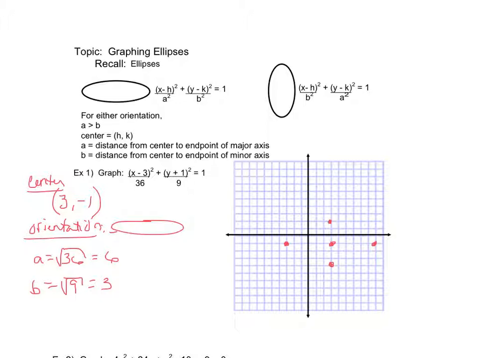Then I'm going to connect it in as smooth a motion as possible here. And that's actually a pretty good ellipse. I'm kind of impressed with that. So there's my graph of my ellipse.